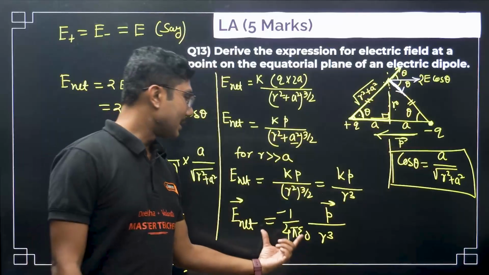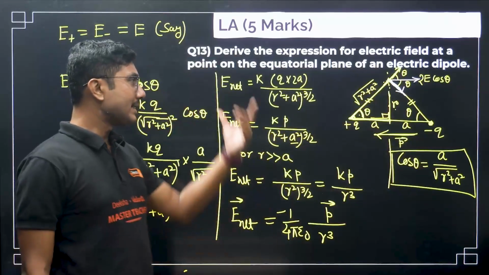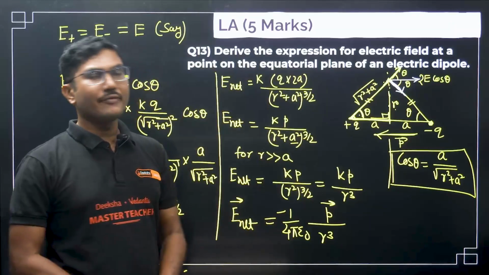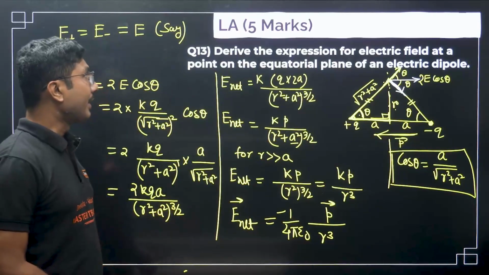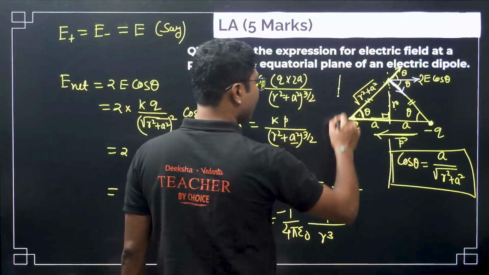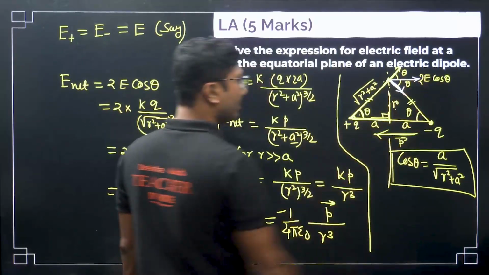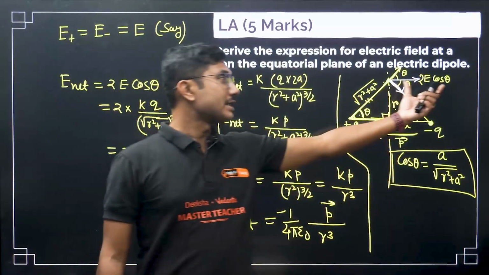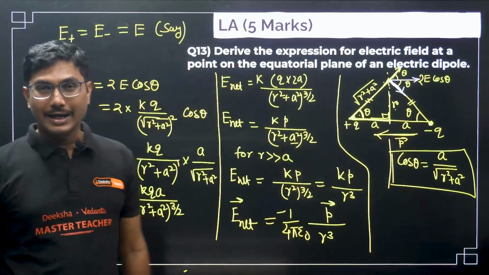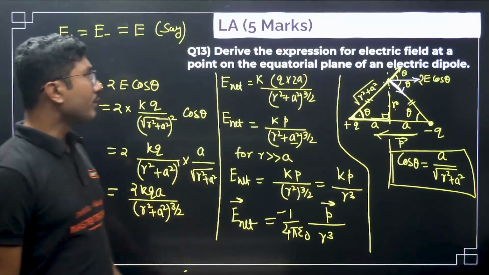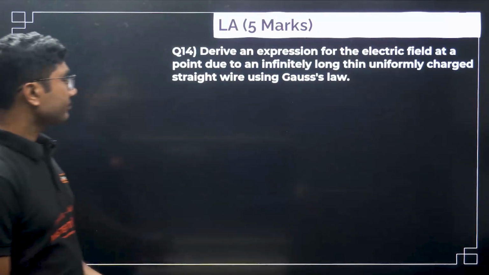That's why there is a negative sign. The negative sign will not come in the derivation, but the negative sign will come when you put the vector sign, right? Clear? This is a smaller derivation, but the importance of the diagram is more here, because you have to understand how you are writing this 2E cos theta. Now let's move on to the next question.